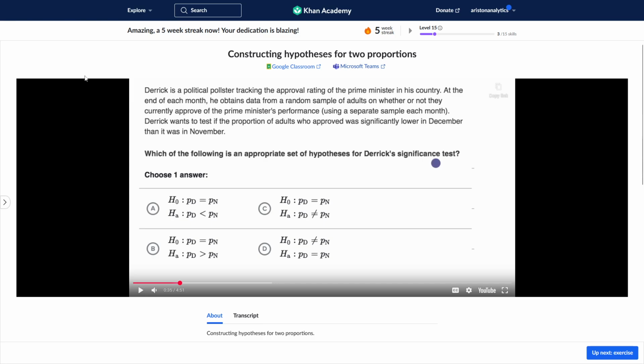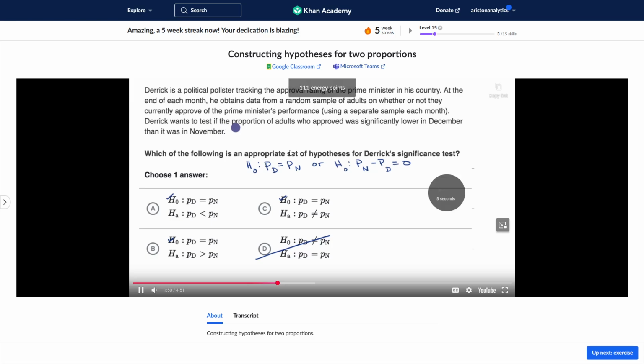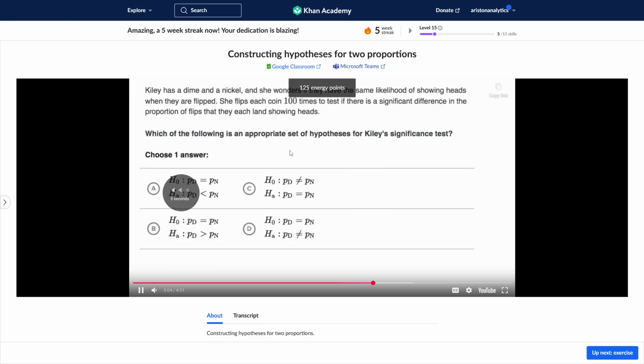Significantly lower in December. It would probably be A, right? The null hypothesis is the hypothesis of no difference, so it's equal. Derek wants to test if the proportion is significantly lower in December. All right, so let's think about ways to write a null hypothesis. We could rule out D. And the other thing is that Derek wants to test if the proportion in December is significantly lower.